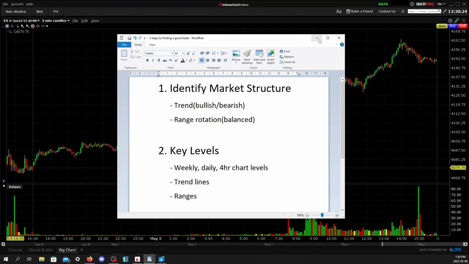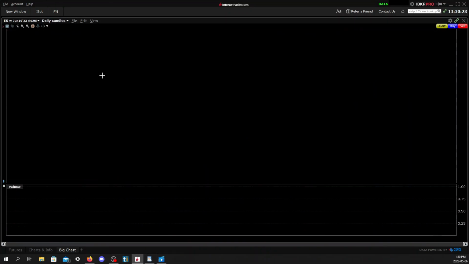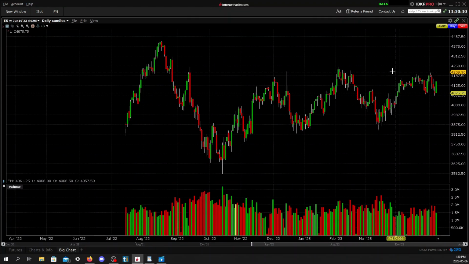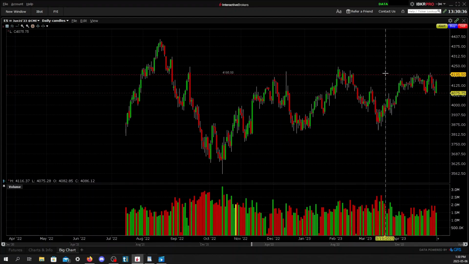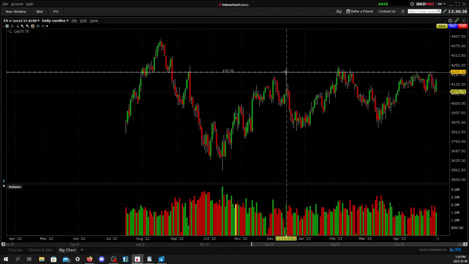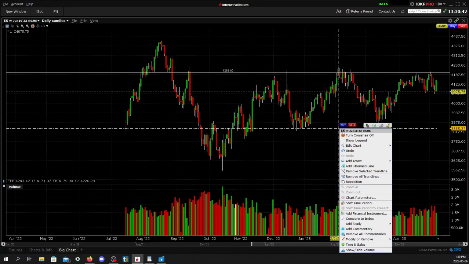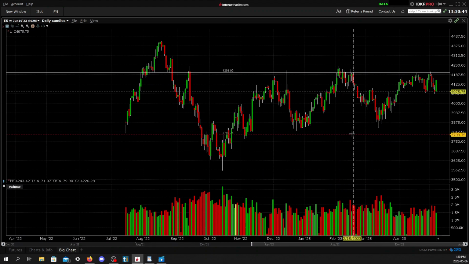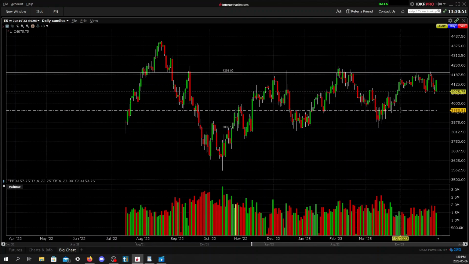Once again, we go back here, we look at the larger time frames to start. So if we go back to the daily chart here, we can obviously see some larger key levels, and we can draw some lines here. So we clearly got this 4,200 area. It's been rejecting for a very long time, and we got this 3,800 area, right?